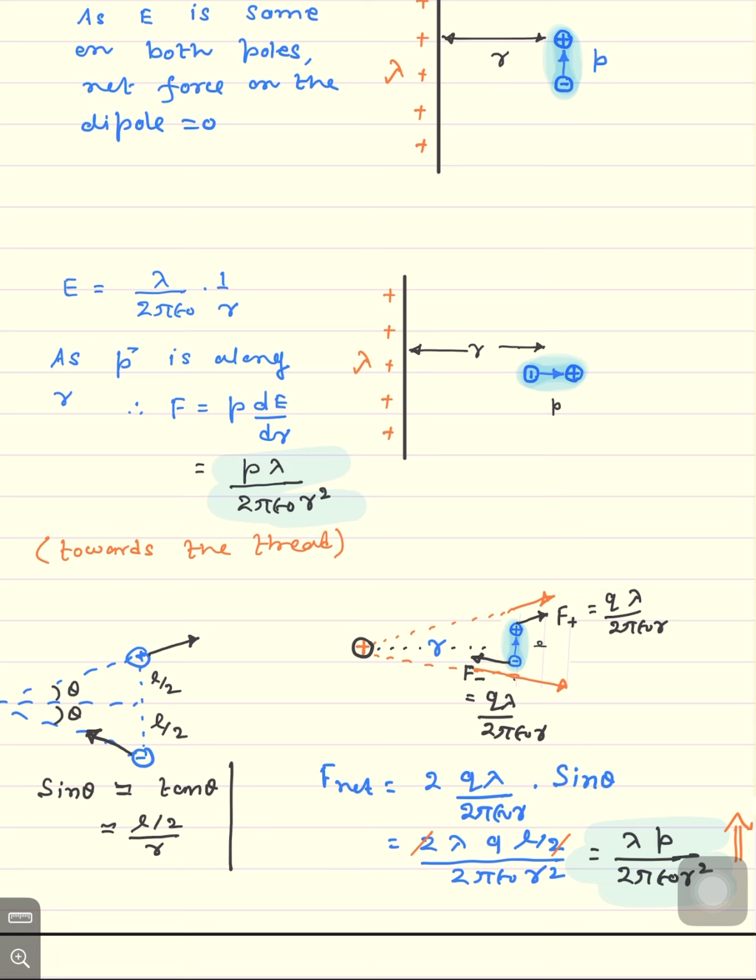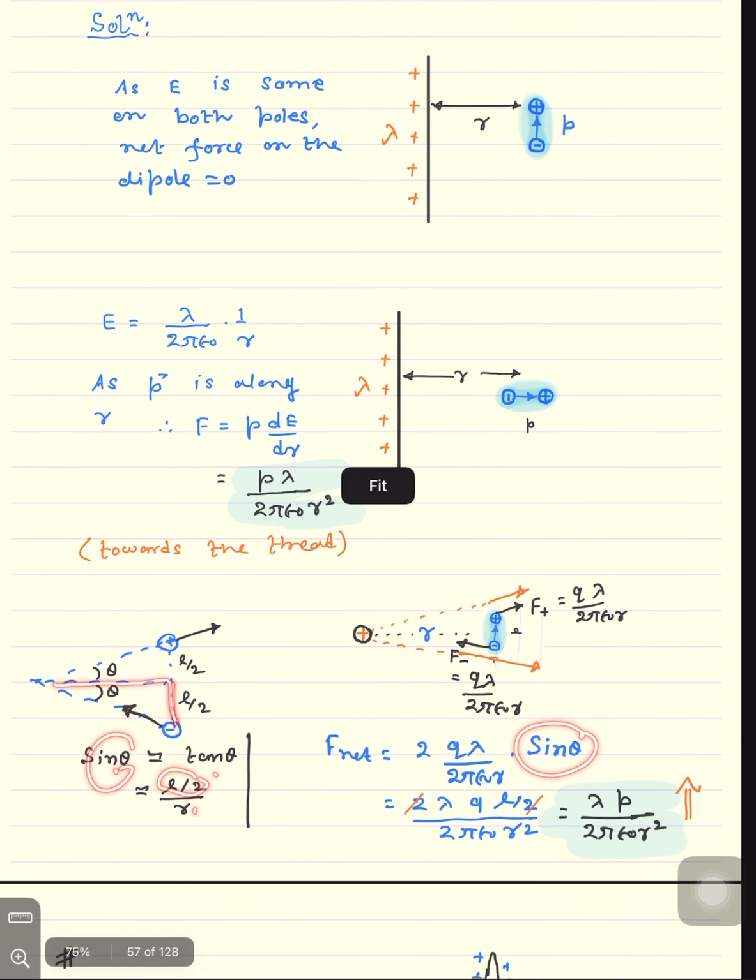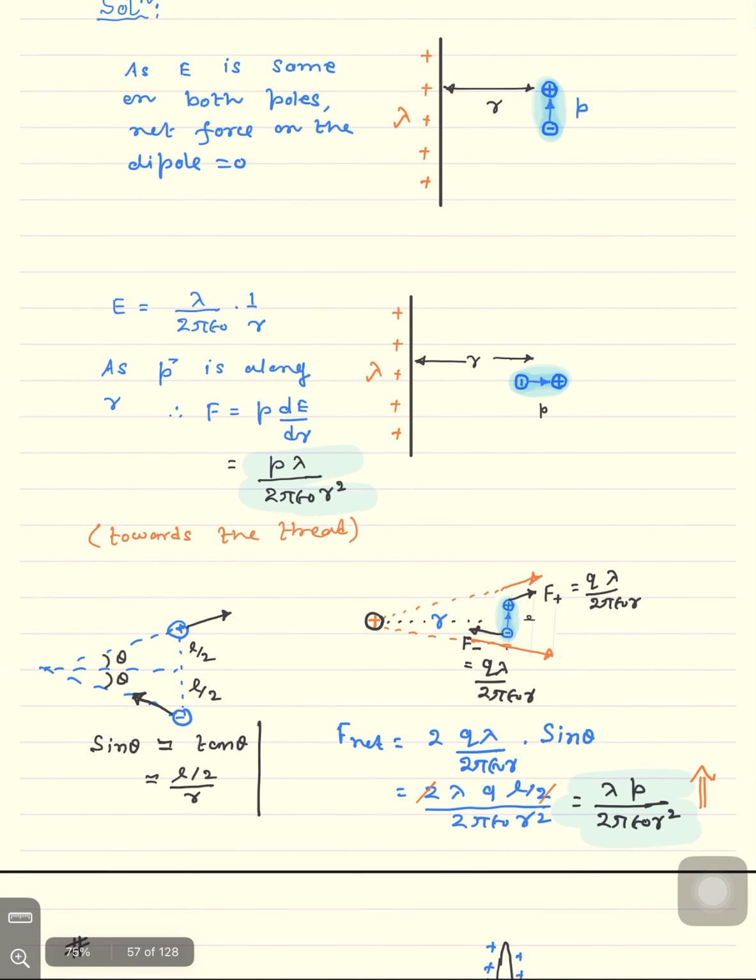Sin theta will be nearly the same as tan theta, because theta is going to be small, because the dipole size is small. And this will be L by 2 upon R, right? So place sin theta as L by 2 upon R here. You will get the net force: L by 2, the 2 will cancel, R comes down here, that will be R square, right? So the net force will be lambda p upon 2 pi epsilon R square.